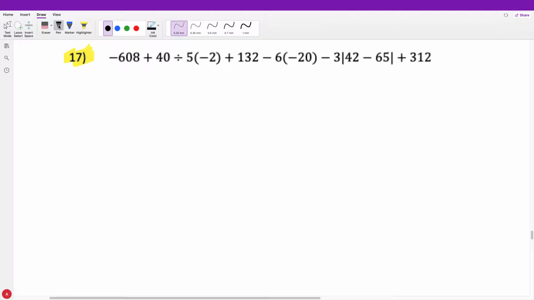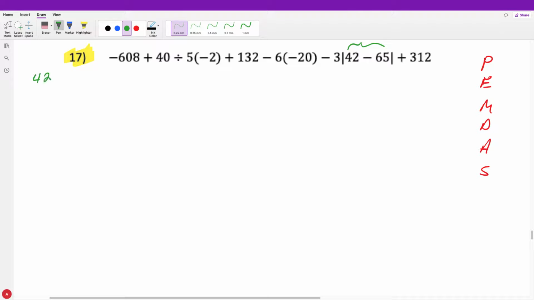All right, so now we're moving on to question number 17. Once again, I see division, multiplication, all this, so I'm going to have to go ahead and do my PEMDAS. All right, now, even though it doesn't look like a parentheses, remember, parentheses means grouping. So this here inside of our absolute value actually needs to be done first because that is being grouped together.